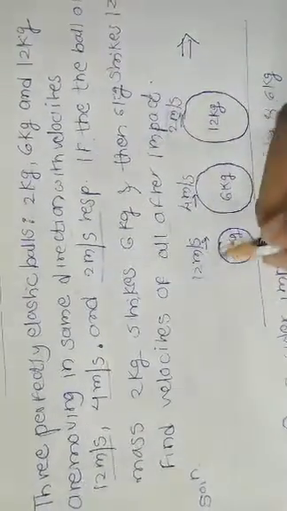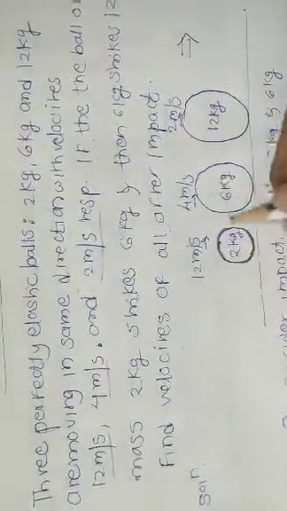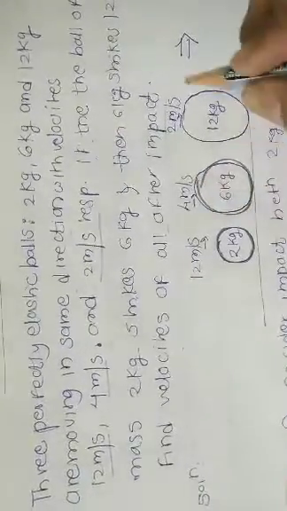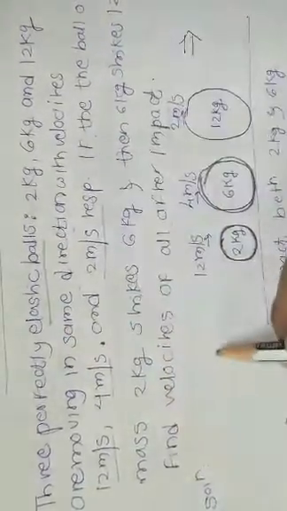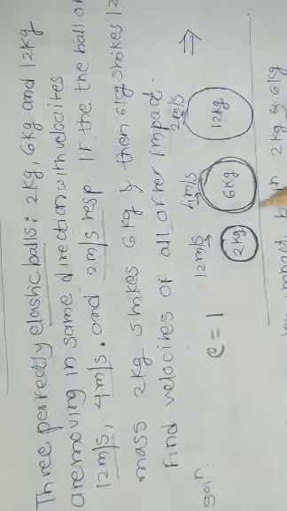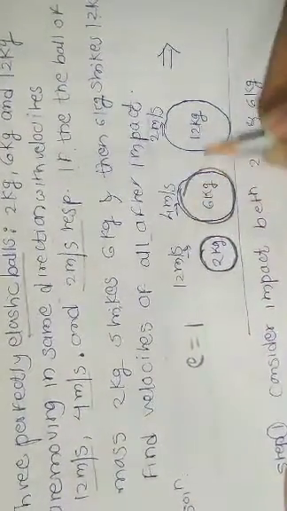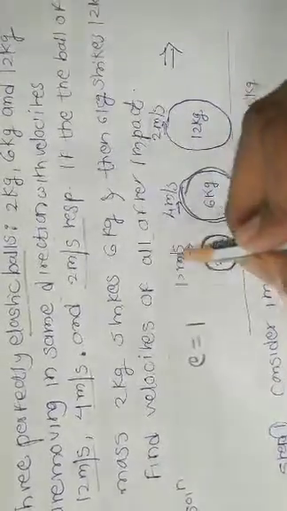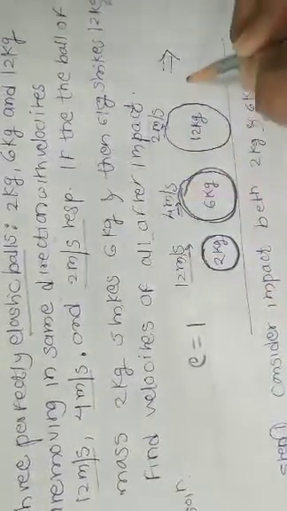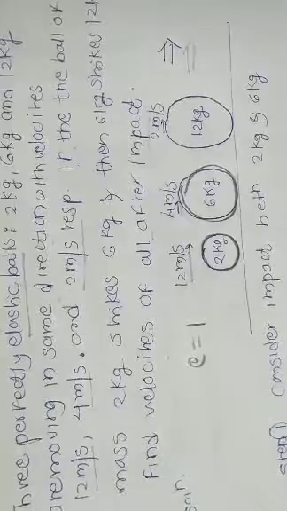So from the problem we can develop a diagram. These three balls are given which are perfectly elastic. Perfectly elastic means e is equal to 1 between all of them. The second mass is 6 kg, the third mass is 12 kg. Their initial velocities are given. They are moving in the same direction.